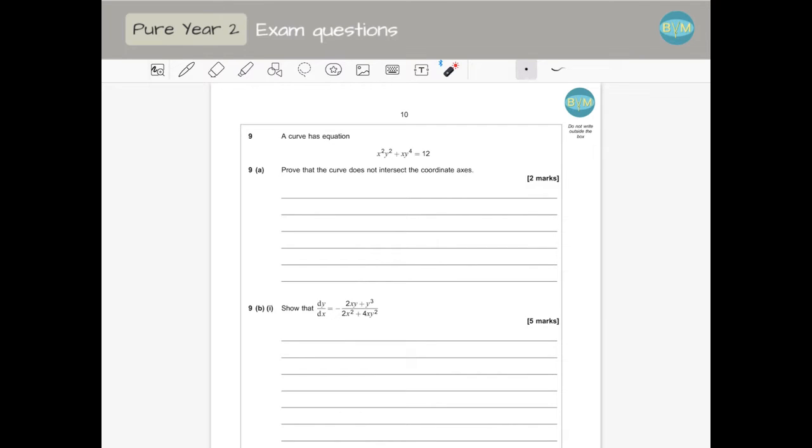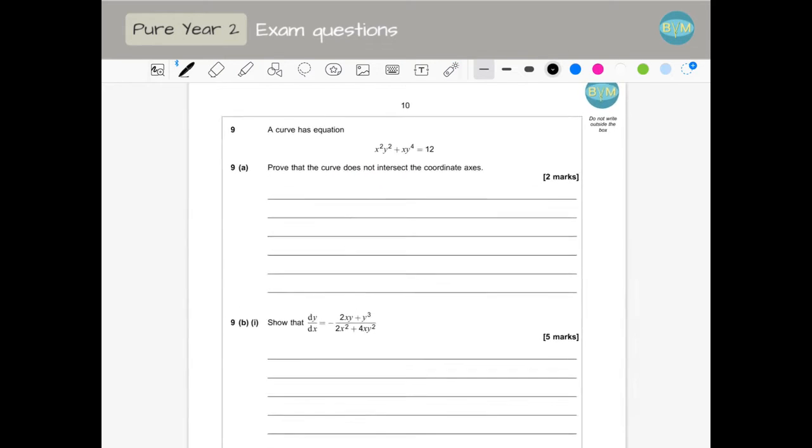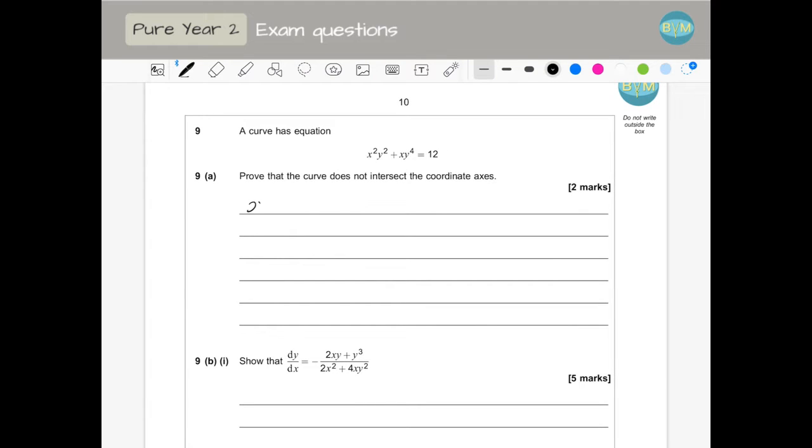Hello, this is question 9 on your June 2019 paper 3 from AQA. You have this curve and we have to prove that the curve does not intersect the coordinate axis. So let's see what happens when we try to find the intersection with the axis.